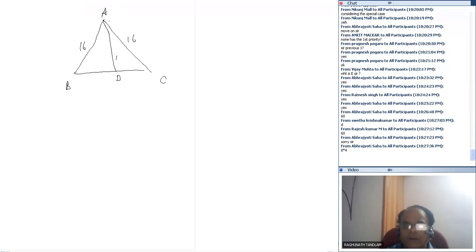How many triangles can be drawn such that BD and DC are integers? Take down. I repeat, ABC is an isosceles triangle. AB equals 16. AC equals 16. AD is 12. How many triangles can be drawn if BD and DC are integers?